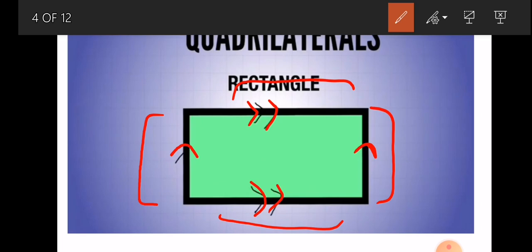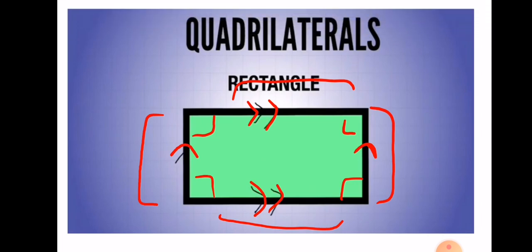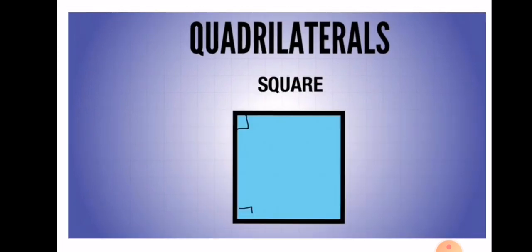So what is the difference? Here I have four right angles. So the rectangle has the same properties as the parallelogram, except that in the rectangle the four angles are right angles. Now let's see another quadrilateral. The square. What do we know about the square?